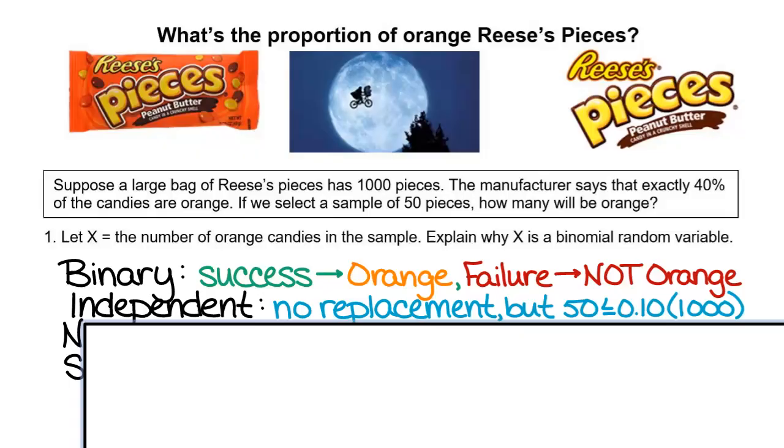When you go to talk about the independence condition, I have to see your 10% condition unless we are sampling with replacement. If it's sampling with replacement, then you don't have to check the 10% condition.